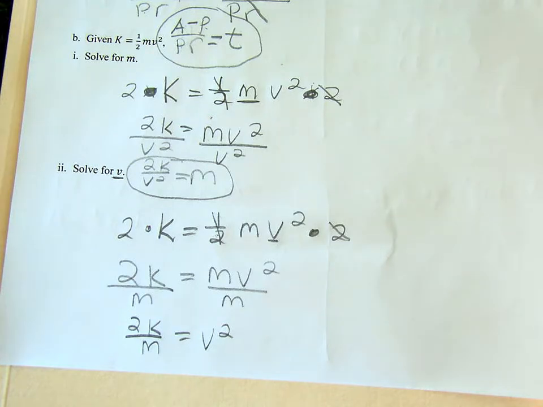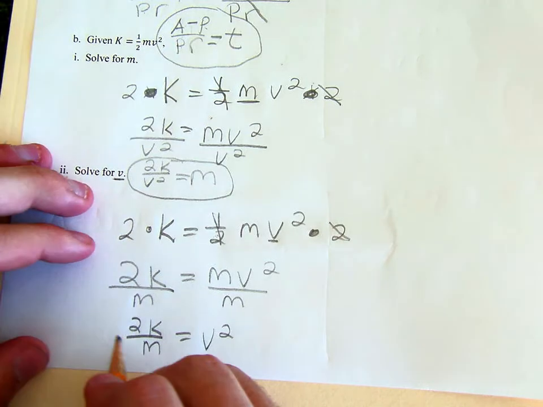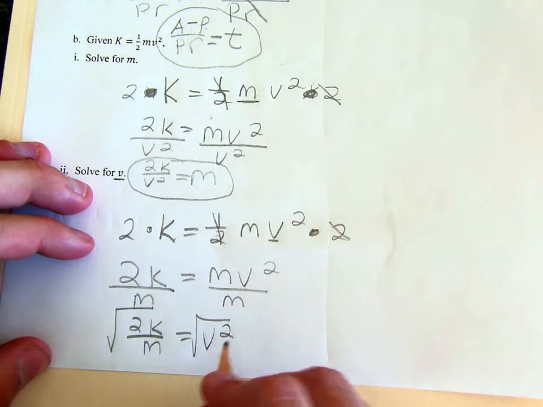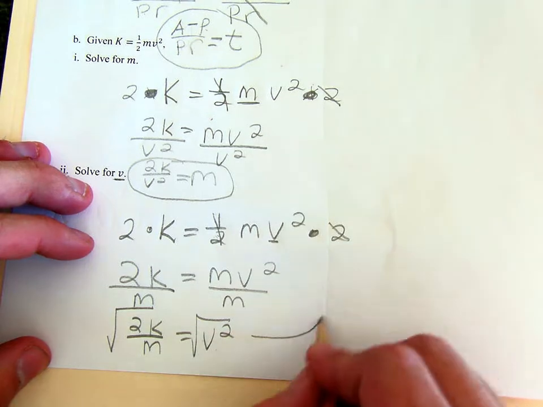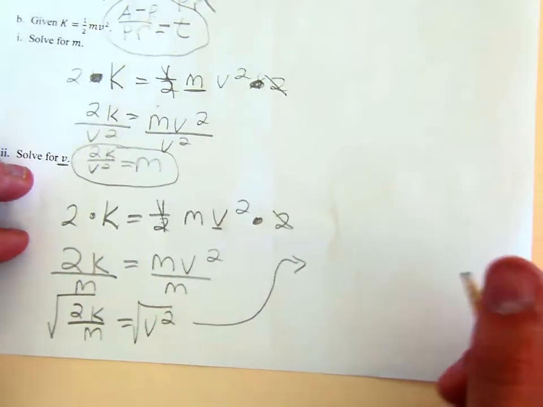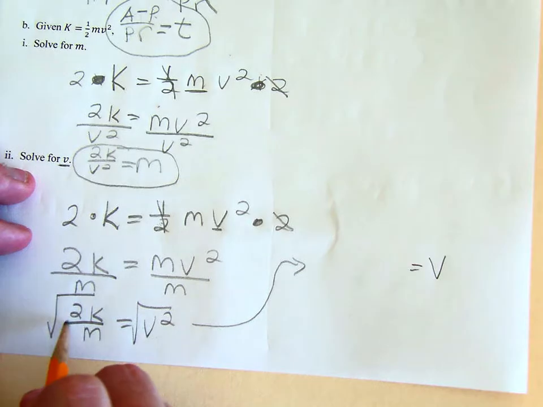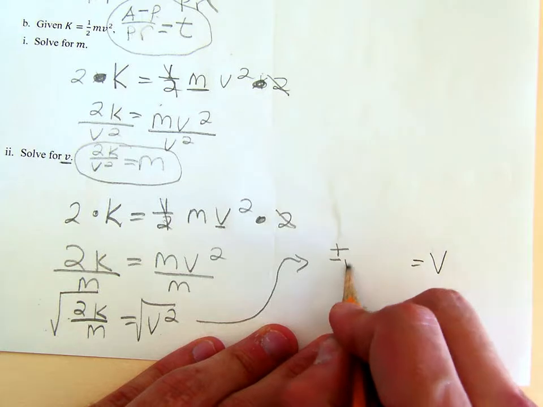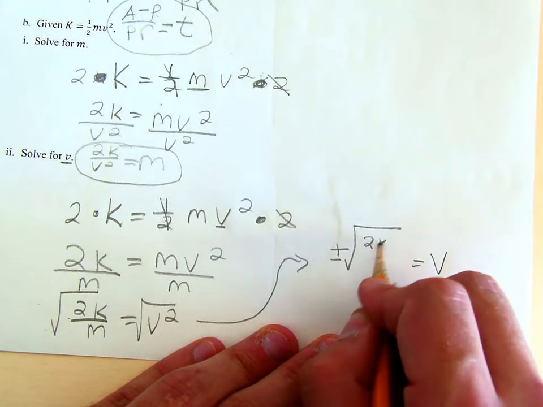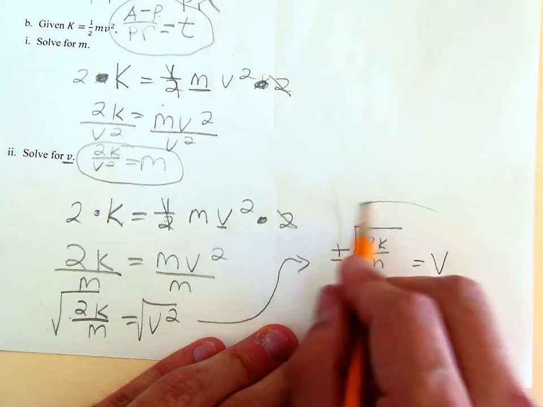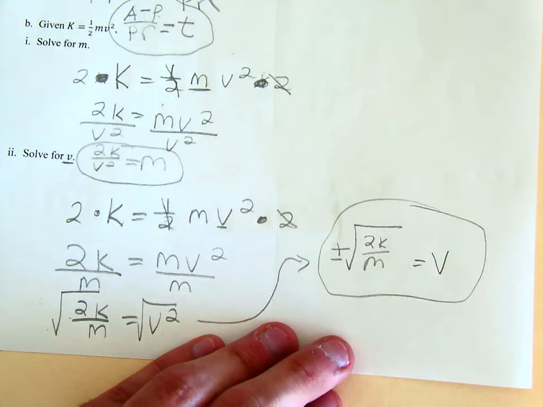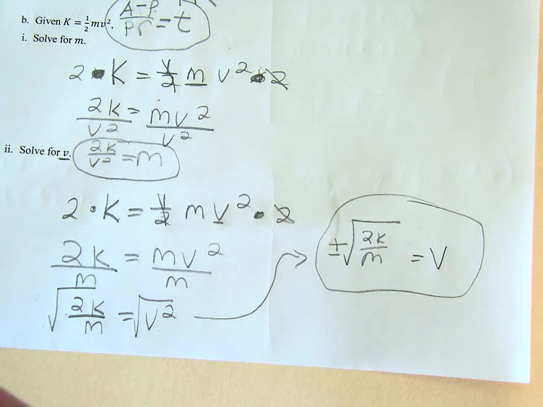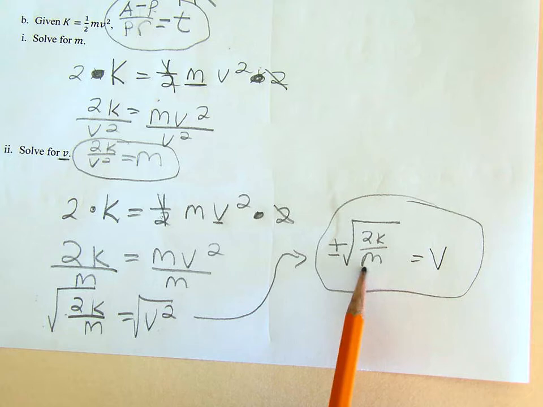Now, if we have v squared and we want to figure out how to get v, what we have to do is take the square root of both sides. The square root of v squared is going to be v. And remember, when we take the square root, we have to take the positive and negative case. So it will be positive and negative the square root of 2k over m. And that's our answer for v. Because v can be positive, the square root of 2k divided by m, and it could also be negative, the square root of 2k divided by m.